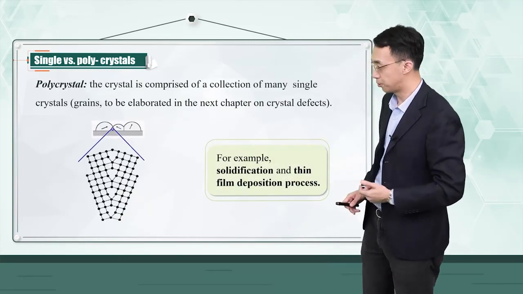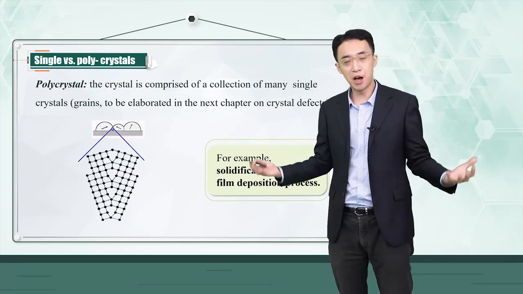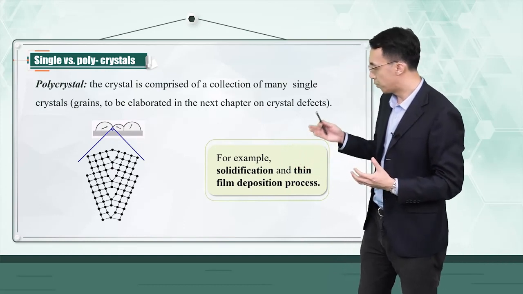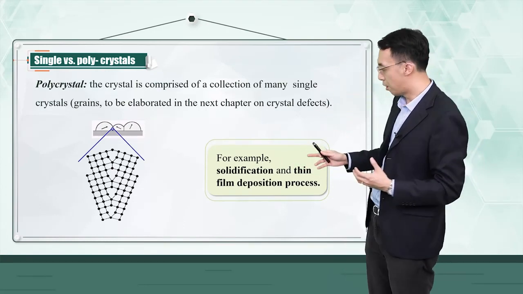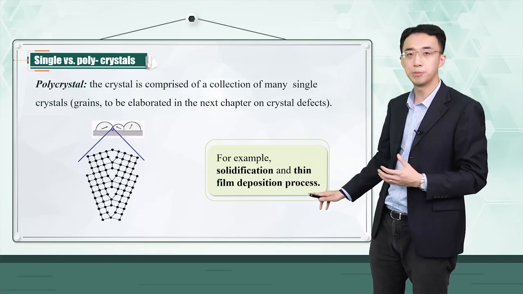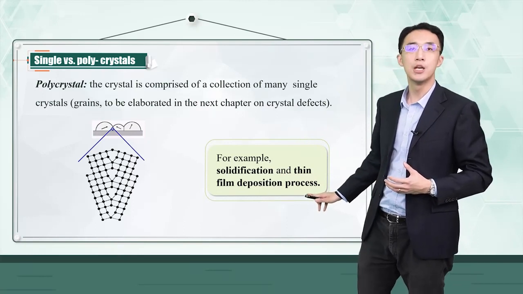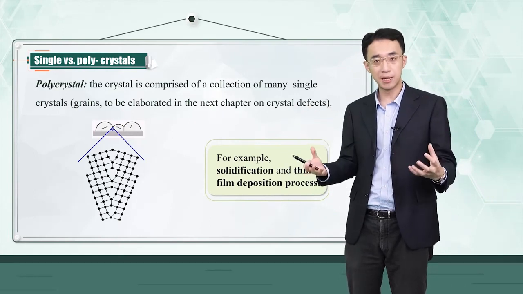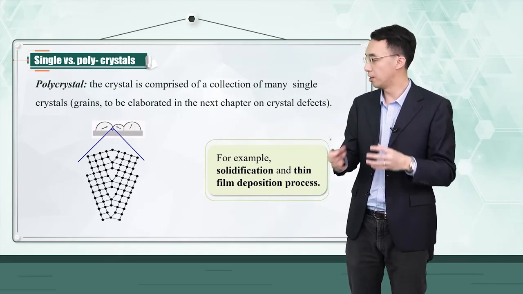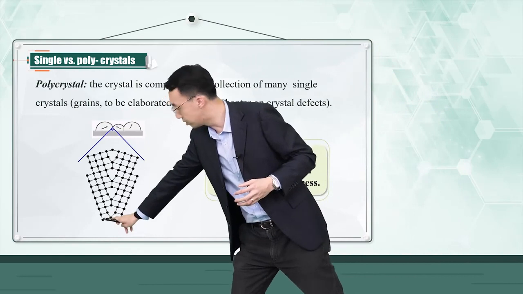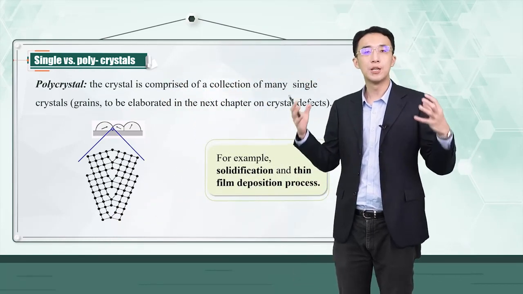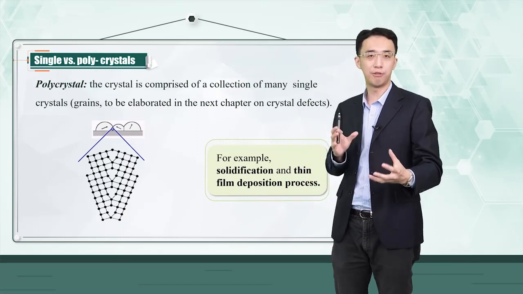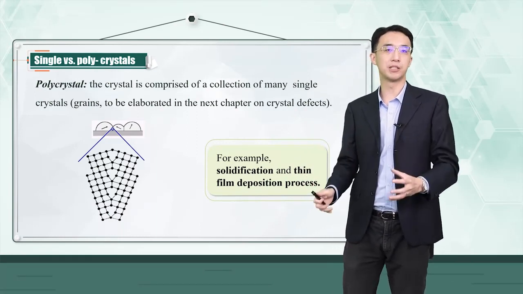And a polycrystal is a combination of a lot of single crystals together. For example, during typical processes of solidification and thin film deposition, you may have a lot of single crystals forming at the beginning, and when they touch each other, they form so-called grain boundaries, where they separate 2 parts of your single crystals having the same crystal structure but different orientations. So this is a polycrystal.